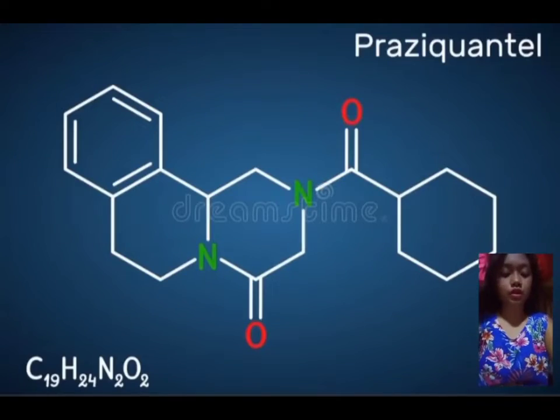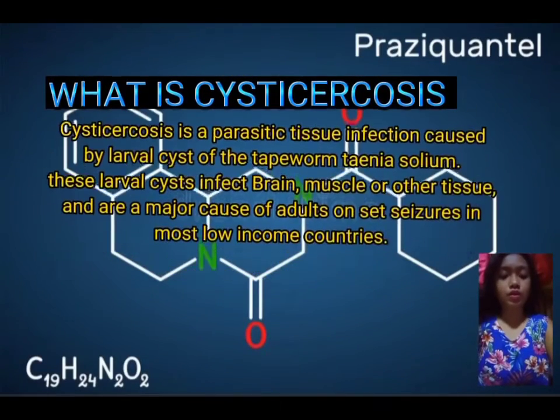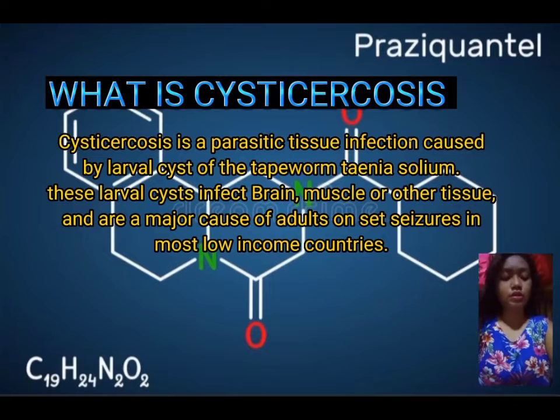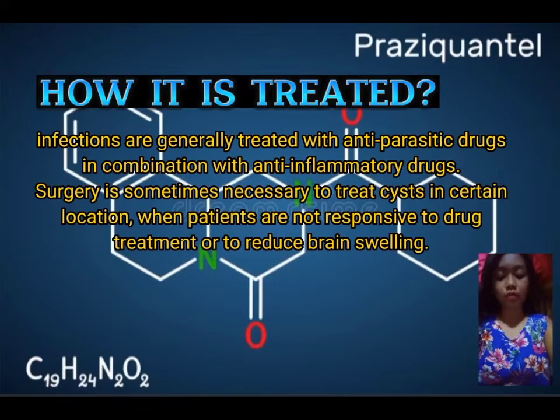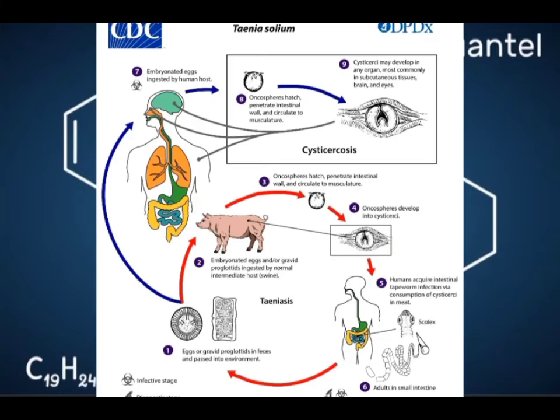Good morning, my name is Jerlyn Ramon, and our topic for today is all about cysticercosis. What is cysticercosis? Cysticercosis is a parasitic tissue infection caused by larval cysts of the tapeworm Taenia solium. These larval cysts infect the brain, muscles, or other tissues, and are a major cause of adult-onset seizures in most low-income countries. How is it treated? Infections are generally treated with antiparasitic drugs in combination with anti-inflammatory drugs. Surgery is sometimes necessary to treat cysts in certain locations, when patients are not responsive to drug treatment, or to reduce brain swelling.